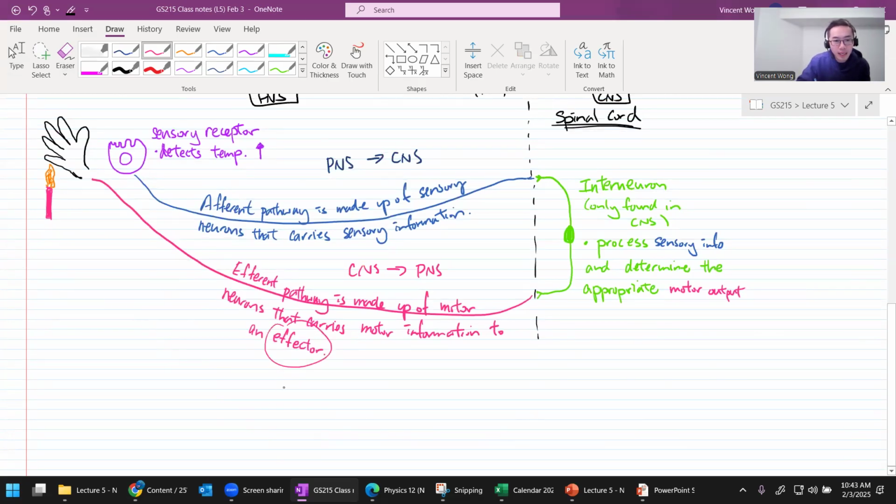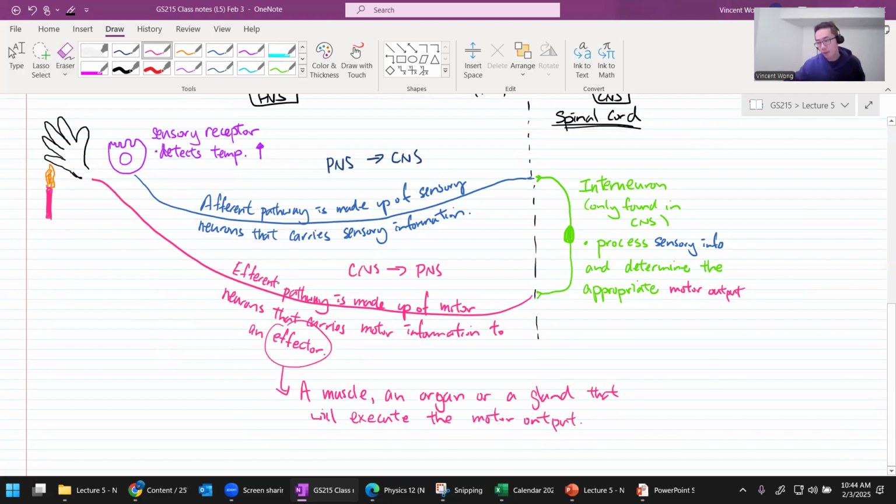So what is an effector? An effector is basically a muscle, an organ, or a gland that will execute the motor output. Okay. This effector has nothing to do with the effectors we learned in the immune system. Okay, it's two different things. So in this case, the muscle would be the muscle in the arm, right? To move the hand away. But it could be an organ or gland as well.